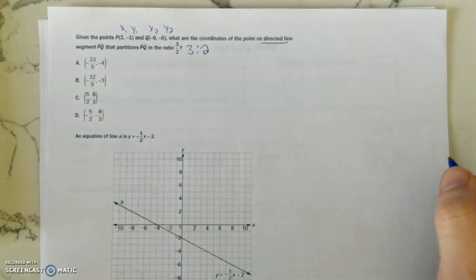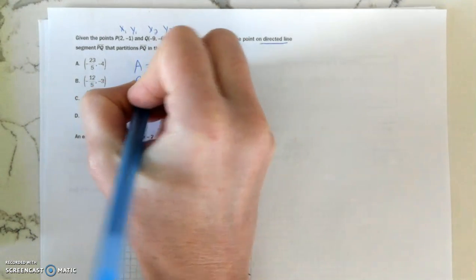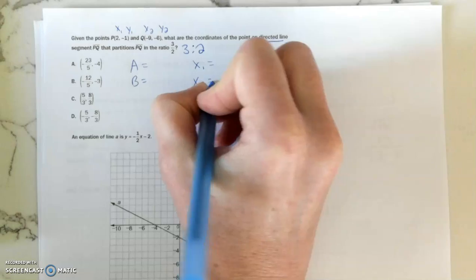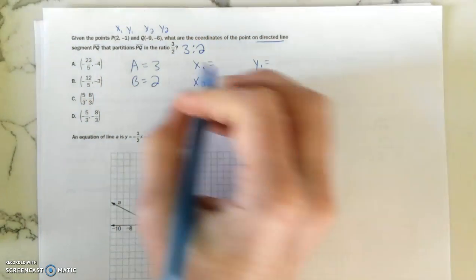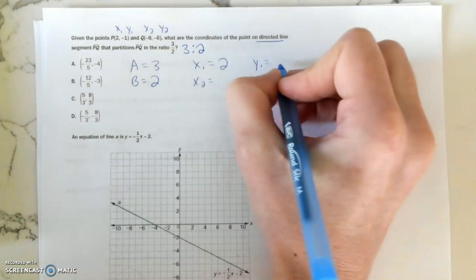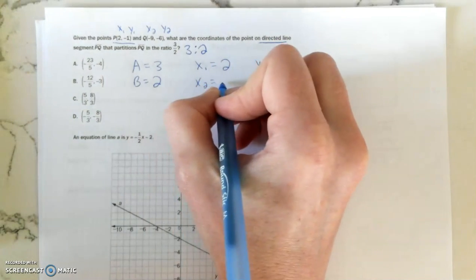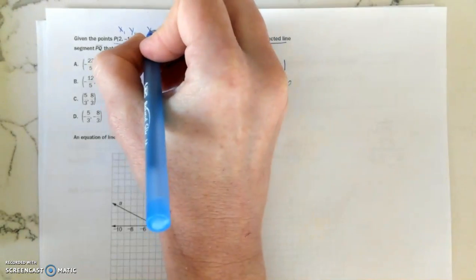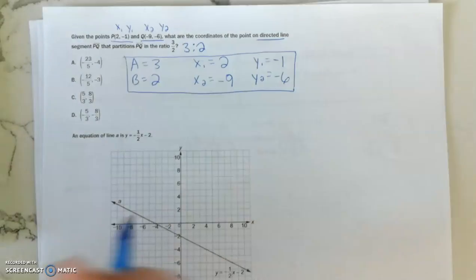All right, so the first thing we need to do is get our 6 numbers that we're going to plug into our formula. So A, B, x1, y1, x2, y2. Our A is 3 and our B is 2. Let's look at P to plug in x1 and y1. So x1 is 2, y1 is -1. That comes from point P. Then our x2 is -9, and our y2 is -6, and that comes from point Q. So these are the 6 numbers that we're going to plug into our formula.